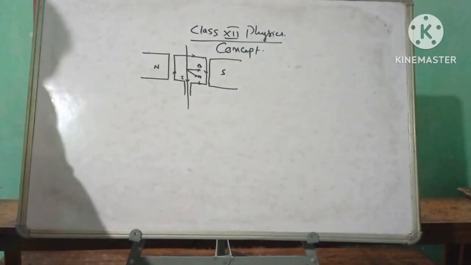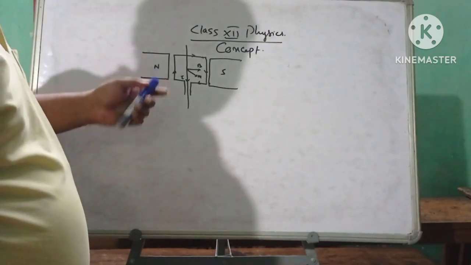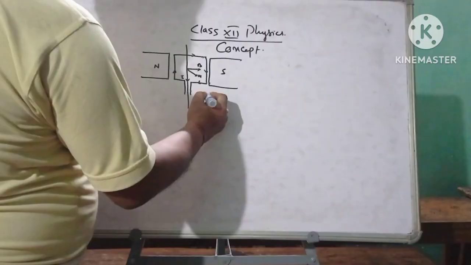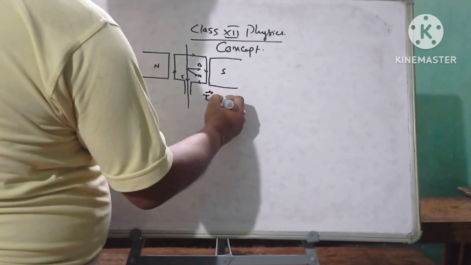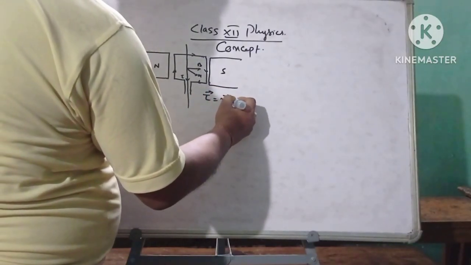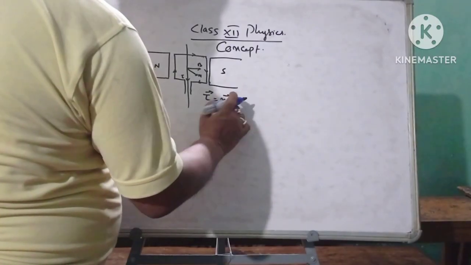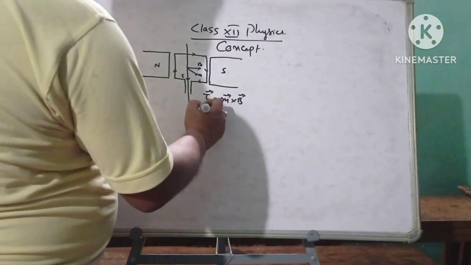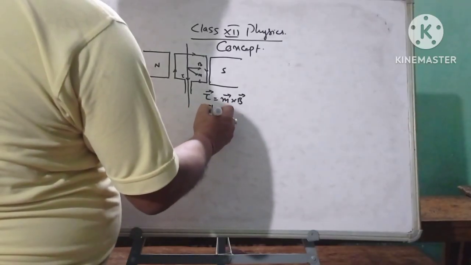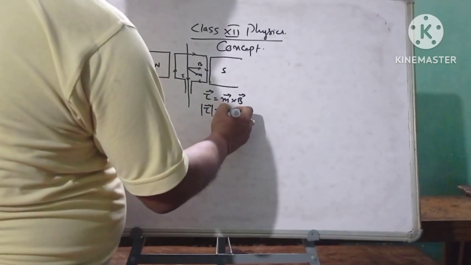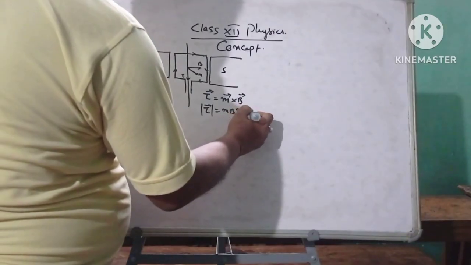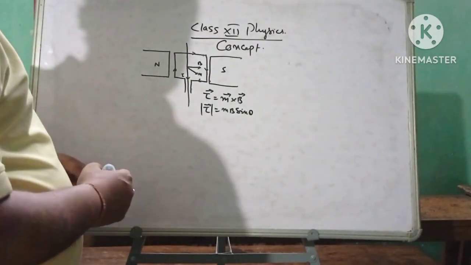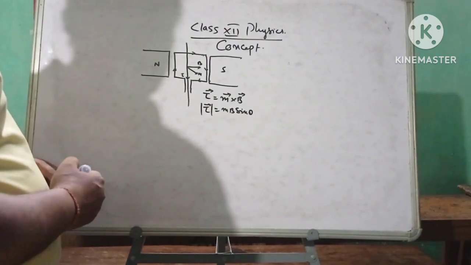So here the direction of the torque is this. Torque is equal to magnetic moment cross B, the magnetic field. In magnitude it will be MB sin theta, where theta is the angle between the magnetic field and the dipole moment.